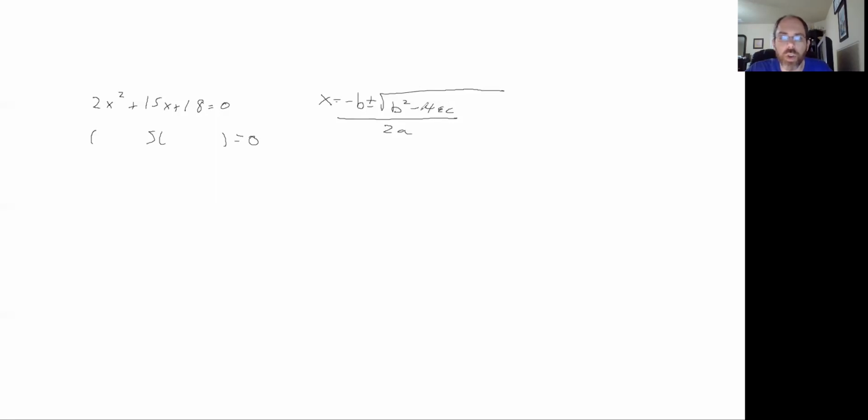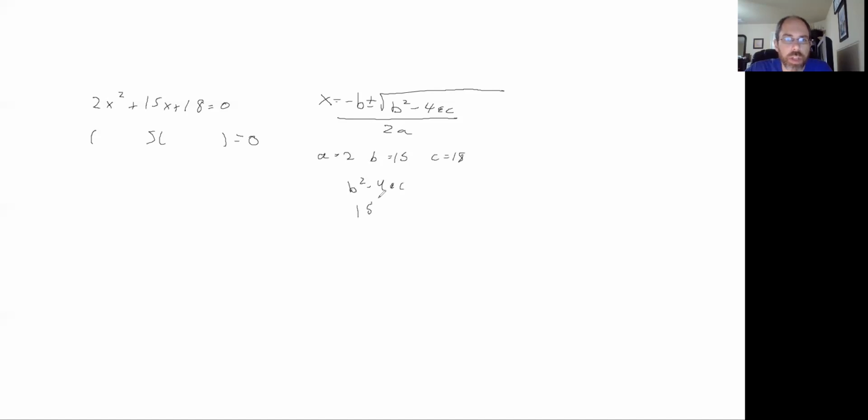If this discriminant were 0, then we would have just one answer. And if it were positive, finally, we had 2 answers. But there's something else the discriminant can tell us. So here's what we're going to look at in this example right here. My a in this example here is going to be 2. My b is 15, and my c is 18 right here. So let's take a look at my discriminant, b squared minus 4ac.